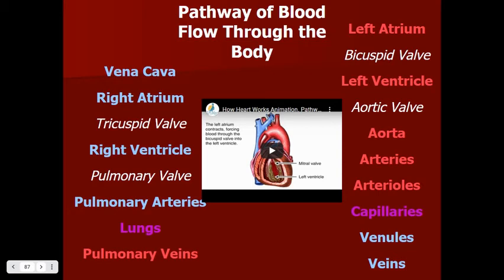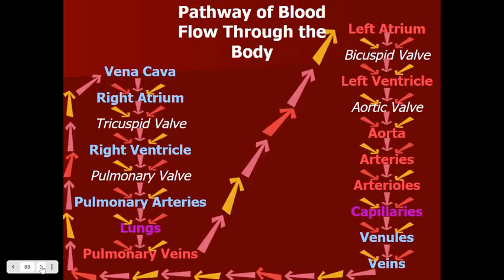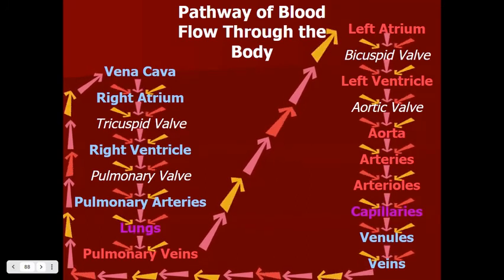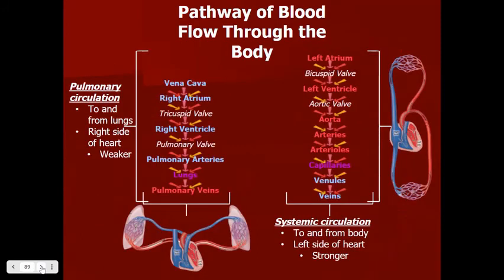So here's the pathway of blood flow through the body. This is something you're going to need to know. So make sure you use this to help you study that. This is that same information, but it's showing you the pulmonary circulation part, and it's also showing you the systemic circulation part.